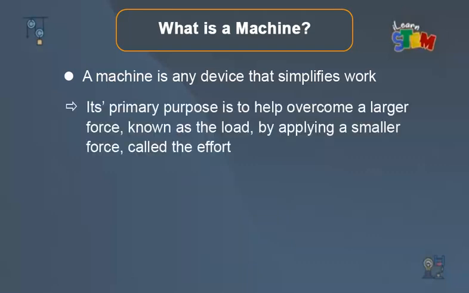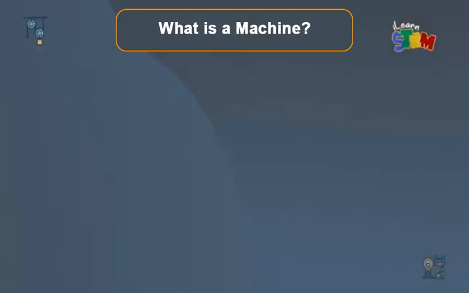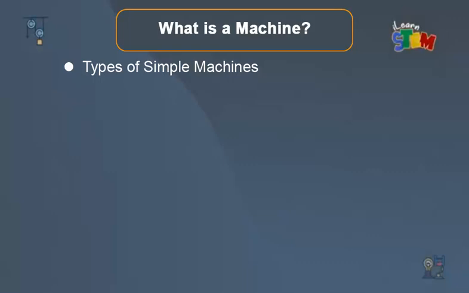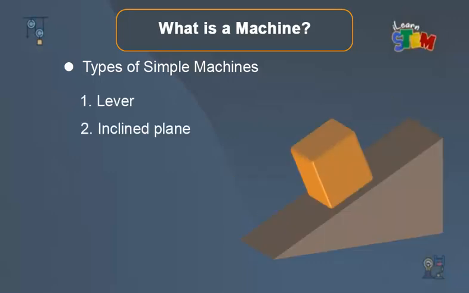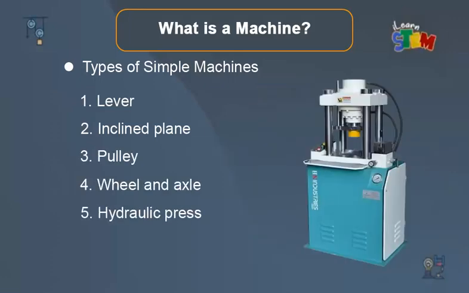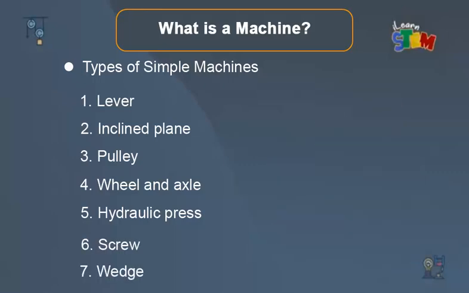Its primary purpose is to help overcome a larger force, known as the load, by applying a smaller force, called the effort. They achieve this by magnifying force, changing its direction, or increasing speed. Common examples include scissors, spanners, and jacks. Types of simple machines. These are the types of simple machines: lever, inclined plane, pulley, wheel and axle, hydraulic press, screw, and wedge. We will be exploring some of these machines in this lesson. Let's go.